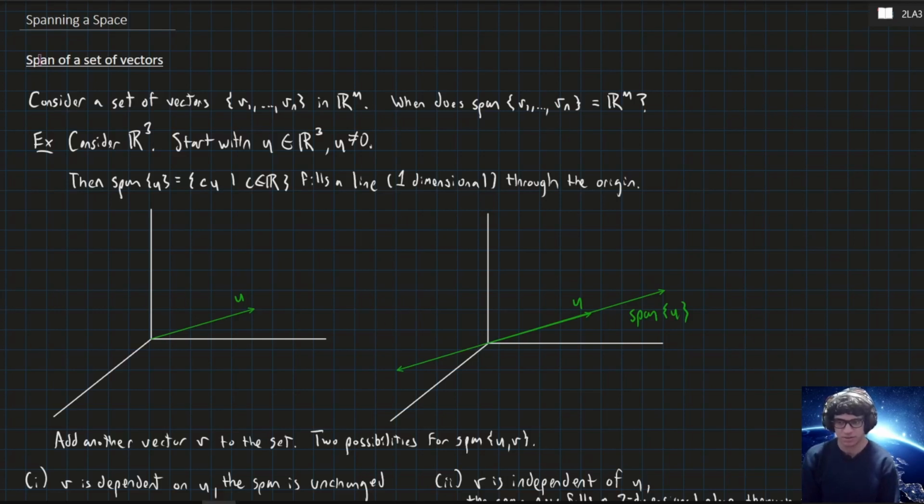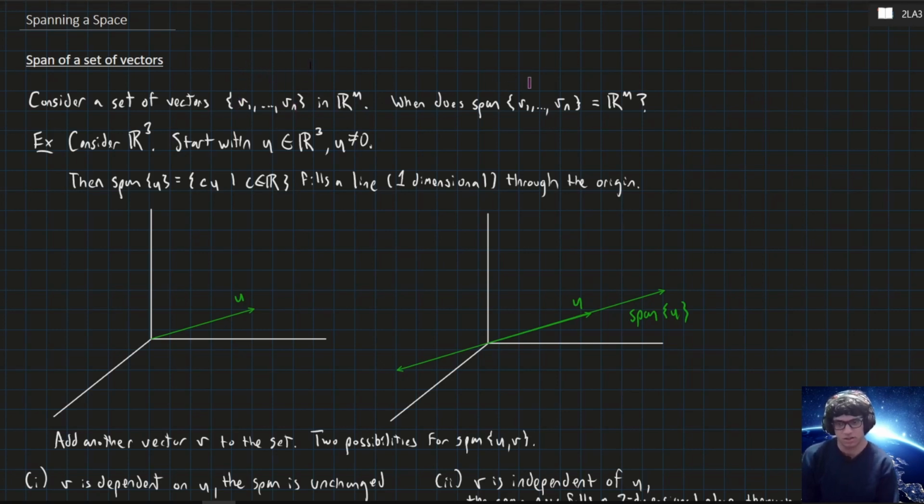Hi, in this lecture, we'll start by talking about the span of a set of vectors. So we mentioned it before, but now we'll analyze it. Let's start by considering vectors v1 through vn that live inside Rm. So each of these vectors has m many coordinates.